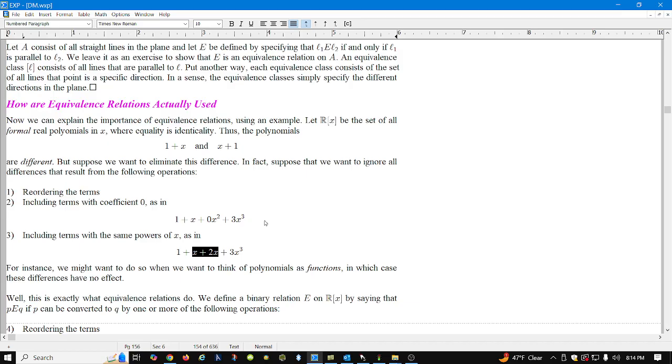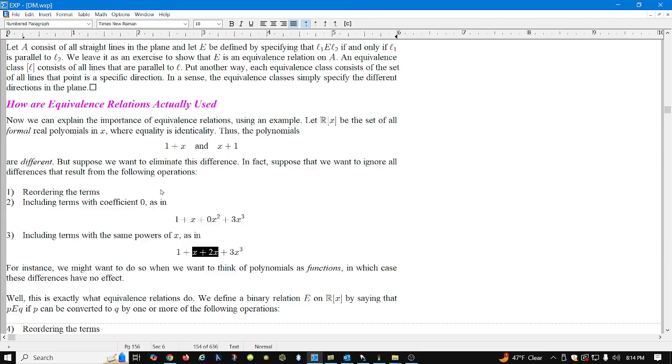Well, think about polynomials as functions. Reordering the terms doesn't change the function. It's the same function. 1 plus x and x plus 1 are the same function. You stick in a value for x, you get the same value out. Including zero coefficient terms doesn't change the value of the function, nor does separating terms into pieces like this, or combining these pieces. So from the point of view of functions, these differences are irrelevant.